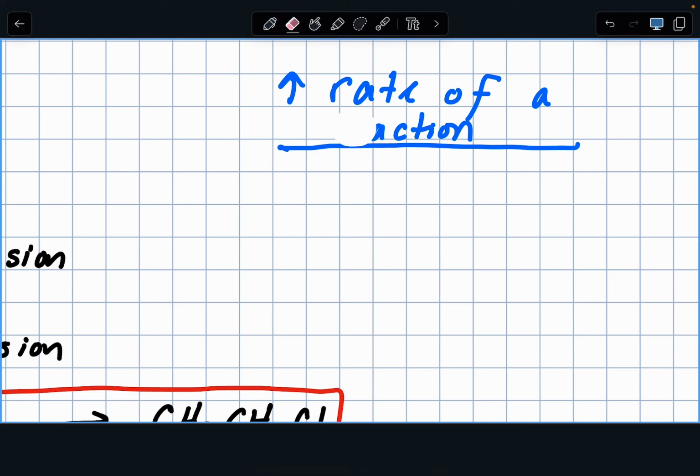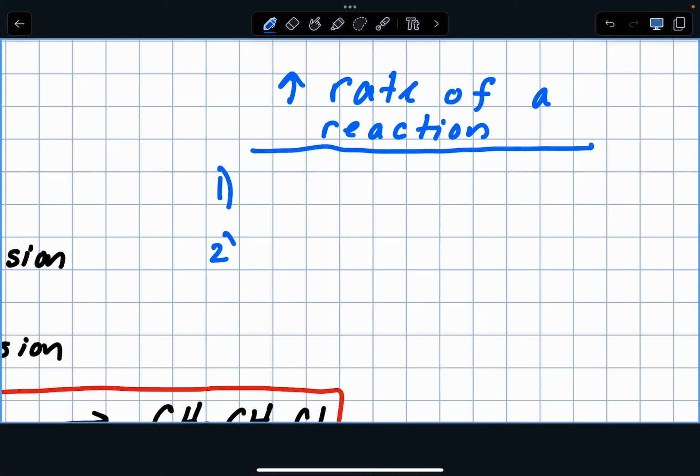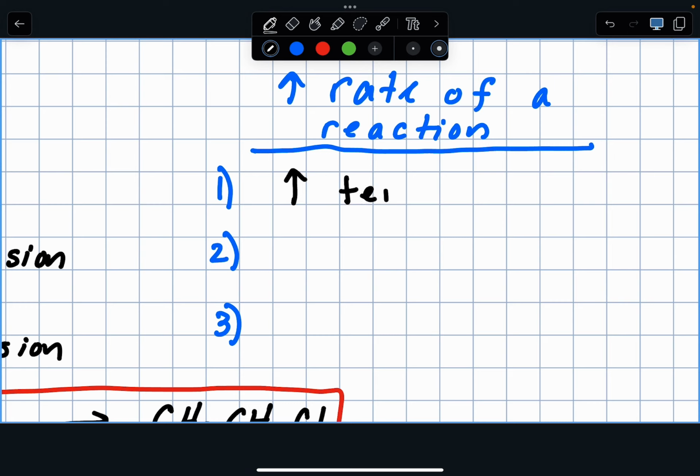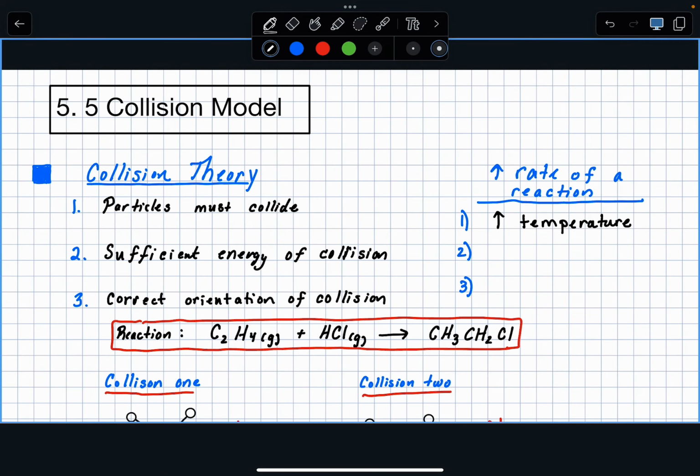Just going to rewrite this again. My stylus today is giving me some troubles. Rate of a reaction. So I'll just list. There are more than 3. One of them is surface area, but I'm not going to bring that up right now. One of them is what we just saw. So if we increase the temperature, we will have more particles with sufficient energy to react, as long as they have the correct orientation.